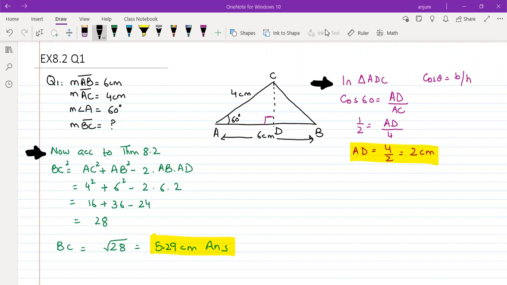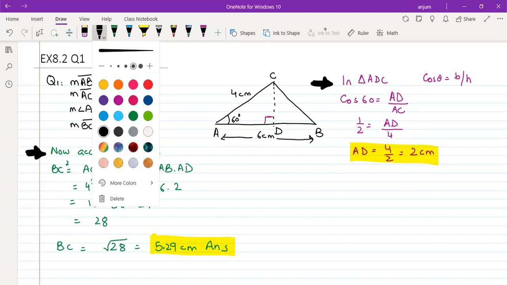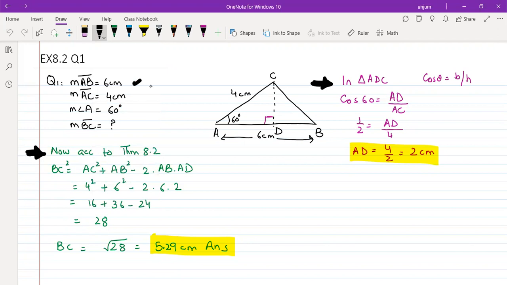Bismillahirrahmanirrahim. Exercise 8.2, question number 1. Here we have the data, and according to this data, we have drawn its diagram. AB is 6 centimeter, AC is 4 centimeter, angle A is 60, and we have to find BC.